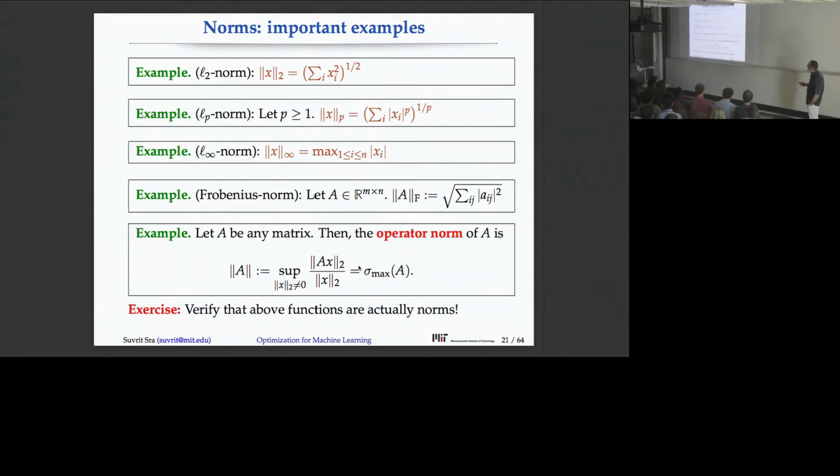L-p norm for p bigger than or equal to 1. When p goes to infinity, it turns into just the maximum absolute value. Frobenius norm is just, treat the matrix as a big box of numbers and take the Euclidean norm. This one you'll see many times.